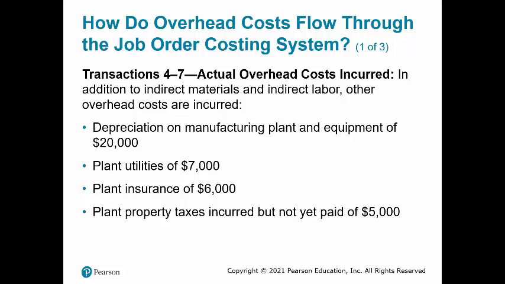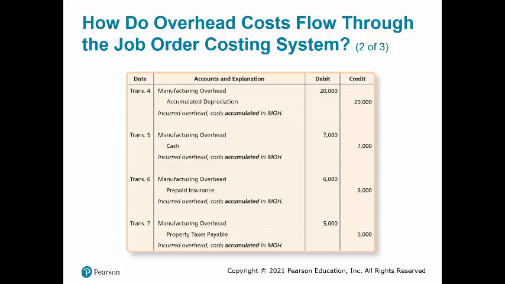We had already seen in the previous learning objective how overhead costs for indirect materials and indirect labor are applied to manufacturing overhead. But now we are going to look at other items that would also be included as part of manufacturing overhead, such as depreciation on the manufacturing plant and equipment, plant utilities, plant insurance, and plant property taxes. As all of these costs are being incurred, they would all be debited to the manufacturing overhead account.